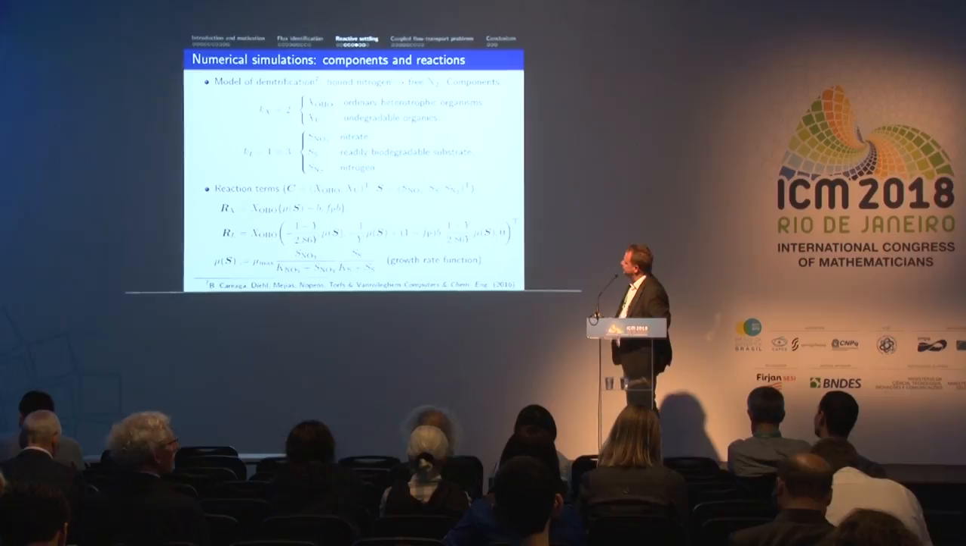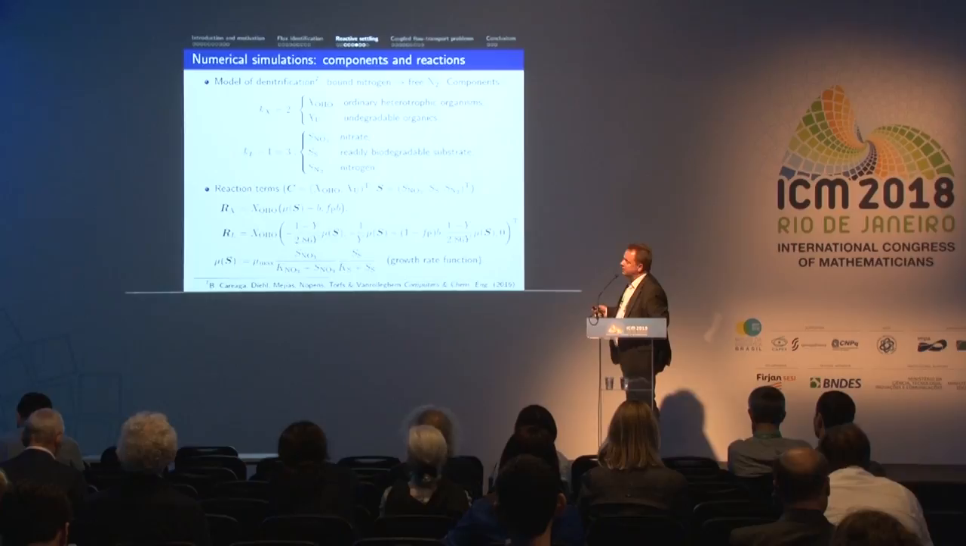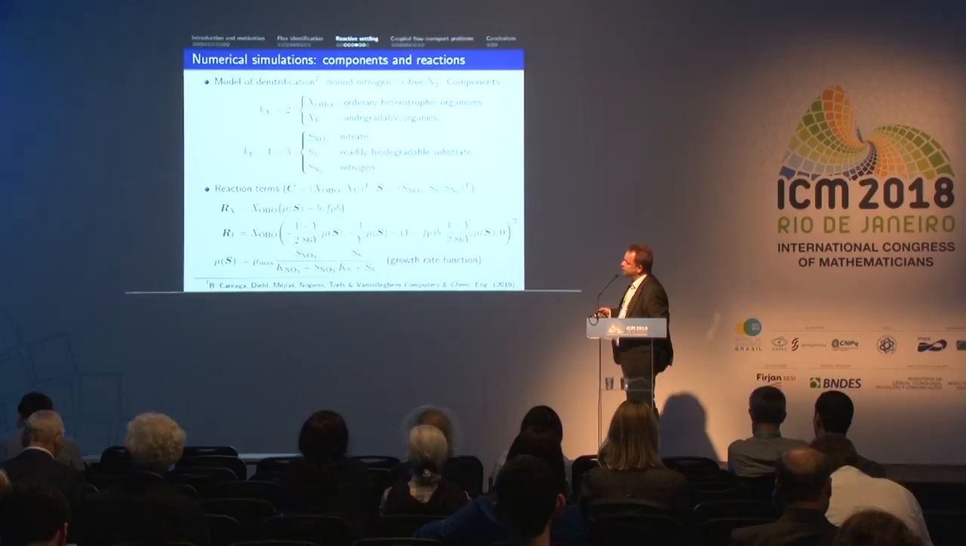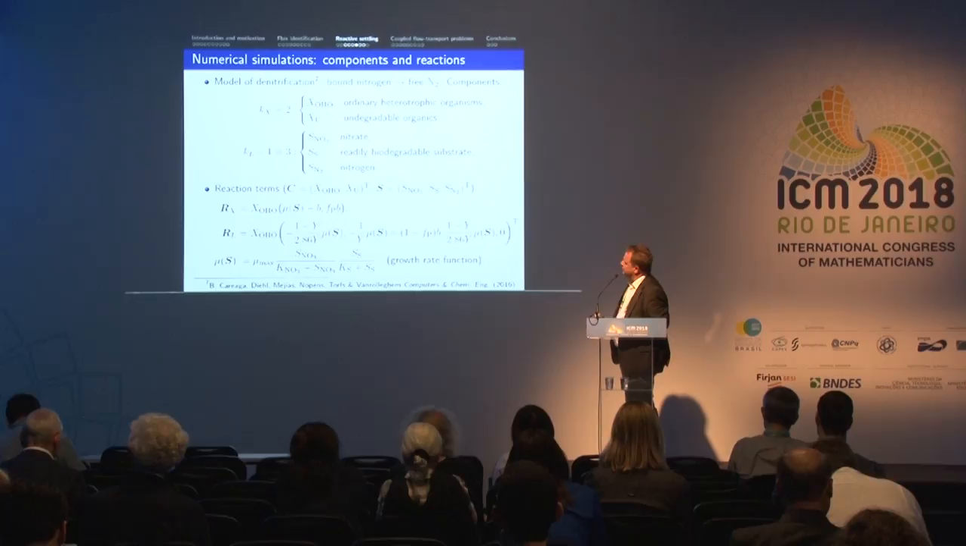Now, this is just one numerical simulation where I don't want to walk you through the whole number of expressions. Just mention that a typical scenario is that of denitrification. Bound nitrogen is converted into free nitrogen. There are two solid components denoted by ordinary heterotrophic organisms and undegradable organics. These two form the biomass. This is the leftover of the denitrification process. Here we have nitrate, degradable substrate, and nitrogen. The most important process is the conversion of nitrate into nitrogen, and these are the reaction terms.